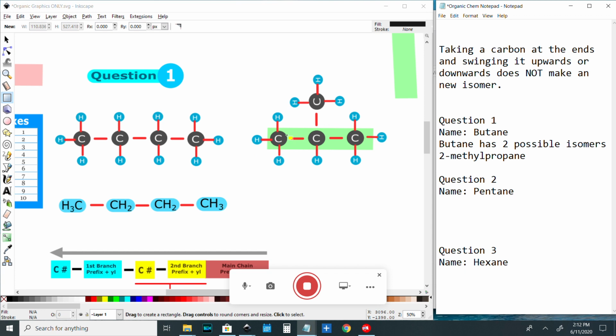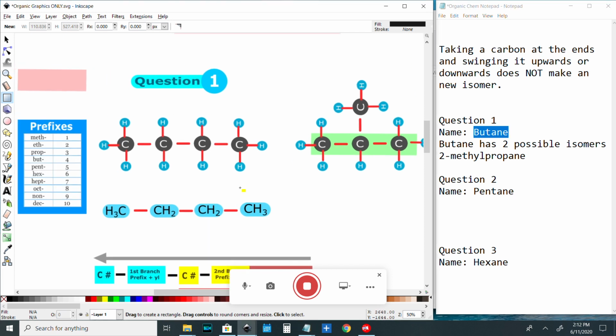So the truth is, from experience, if you try to rearrange the C and the H's, you won't find another arrangement that will give you another name. Okay? So butane only has 2 isomers, the original form and this one here, 2-methyl propane. Okay? So that's question 1 for isomers.